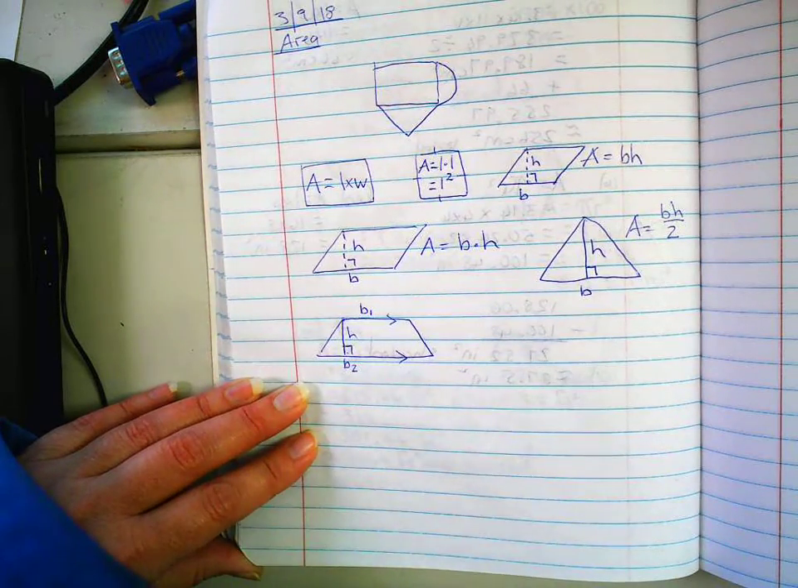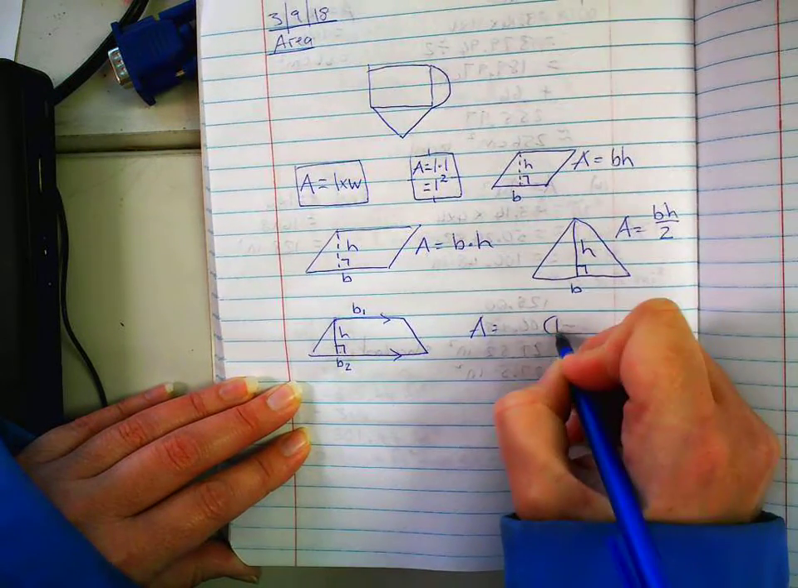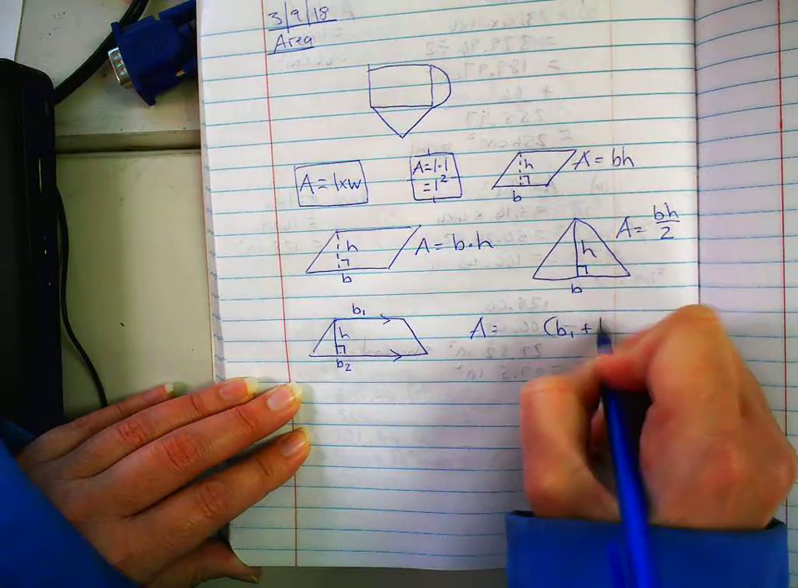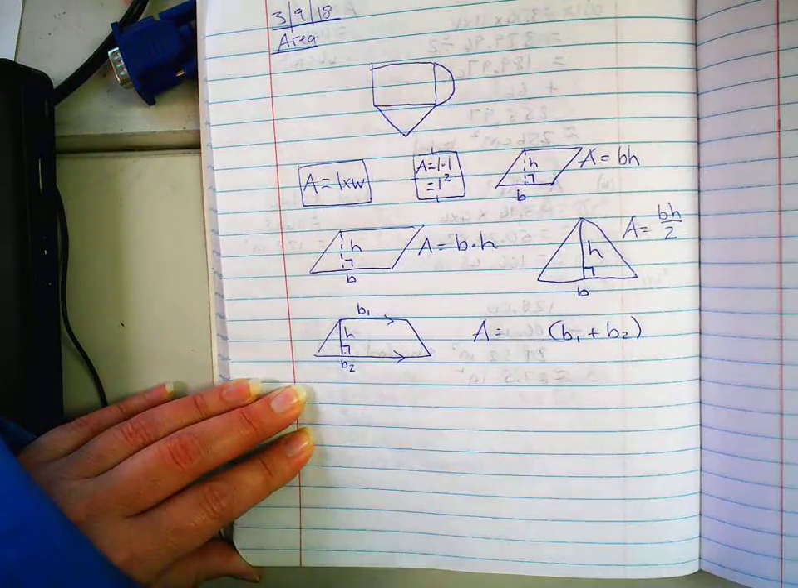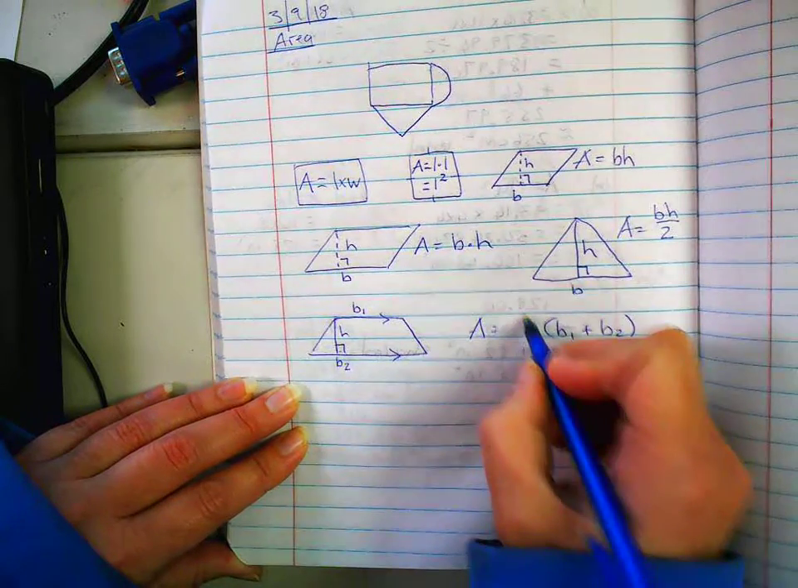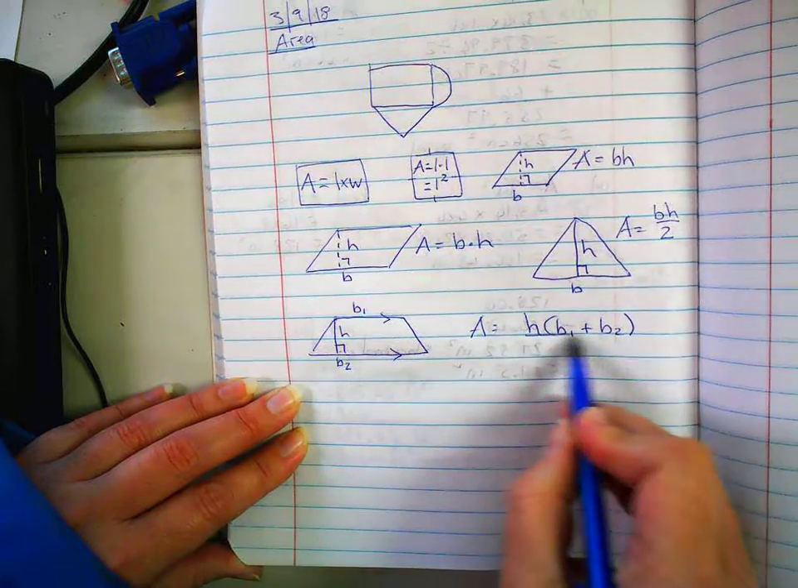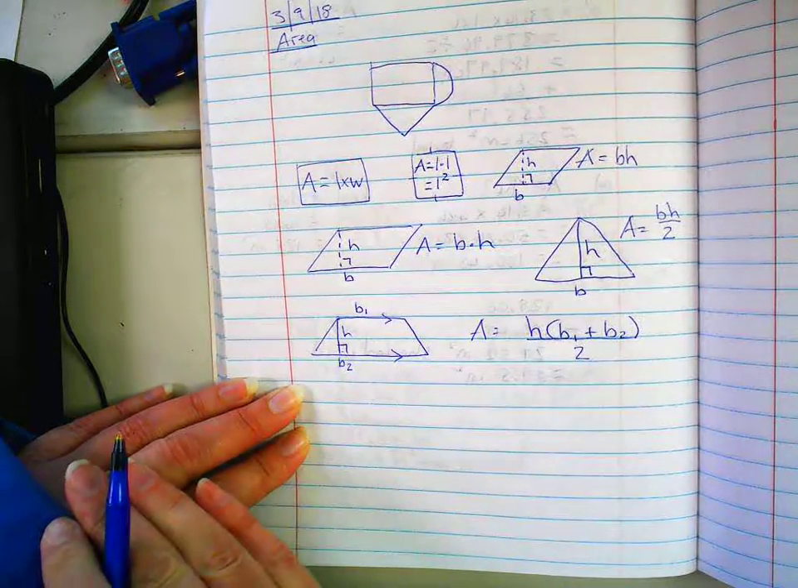And here is how you work out the area. The area is when you take base 1 plus base 2. You can see I'm putting them in parentheses. They're going to be added. Then they're going to be multiplied by the 90-degree height. Then everything is going to be divided by 2.